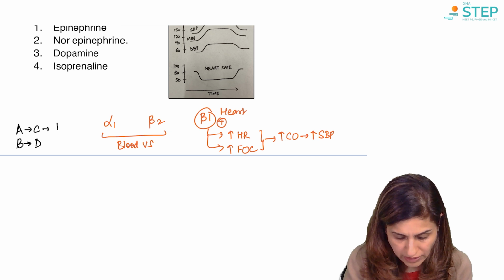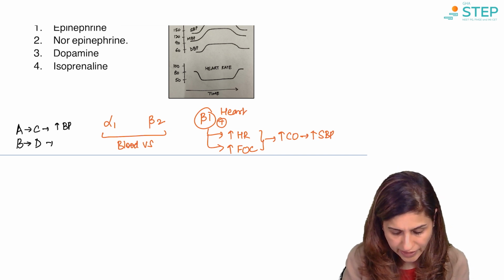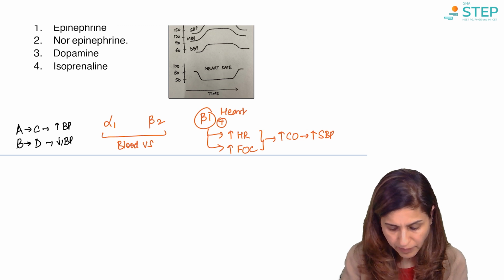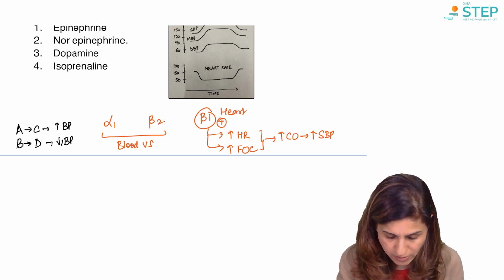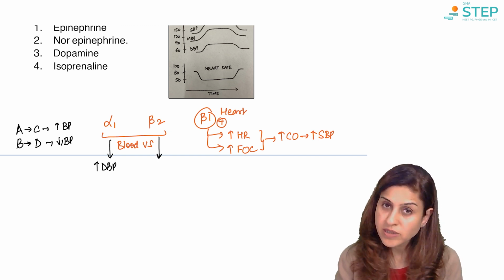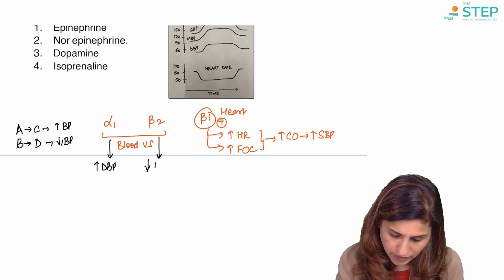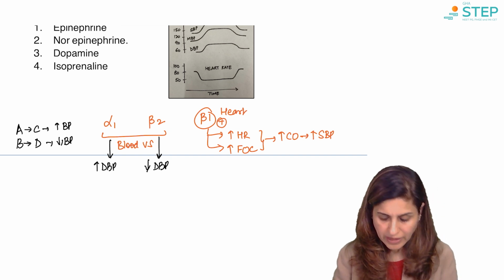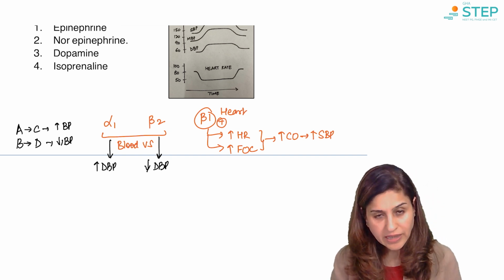So constriction would mean an increase in the blood pressure, that is the diastolic, while dilatation would mean a decrease in the blood pressure. So if alpha receptors are stimulated, they cause an increase in the diastolic blood pressure. Beta receptors, when stimulated, cause a fall in the diastolic blood pressure. Now, keeping this in mind, we will study the graph.